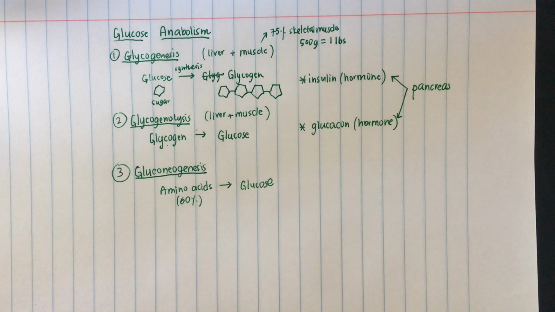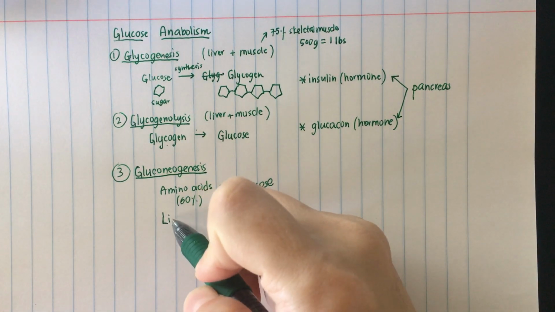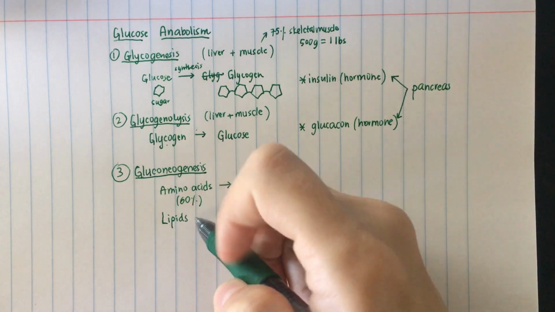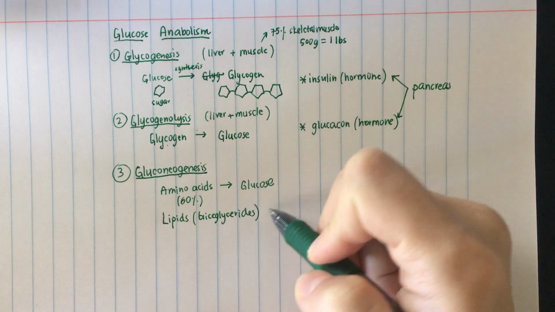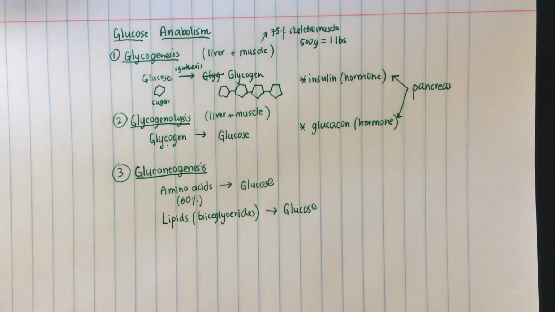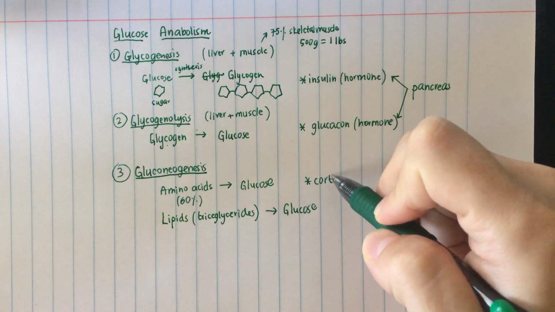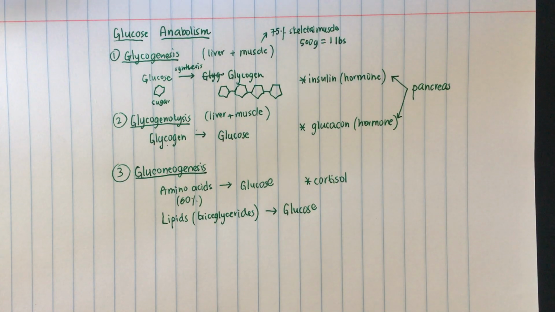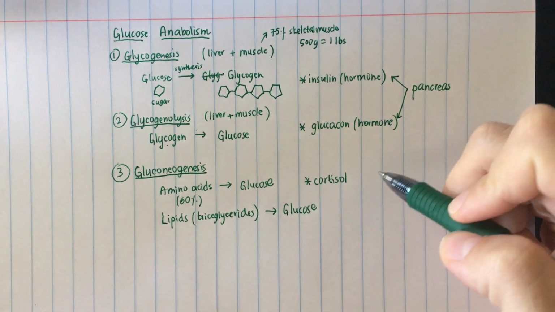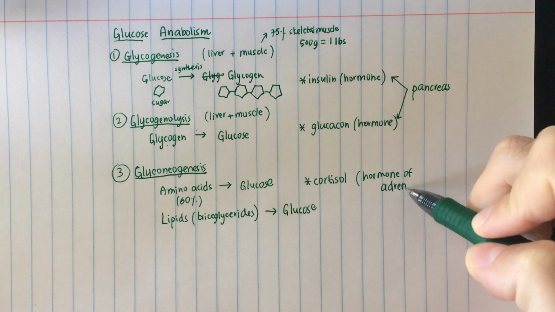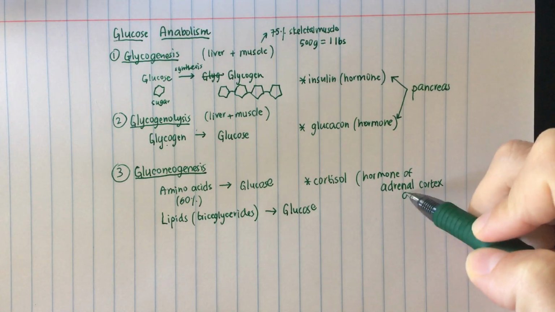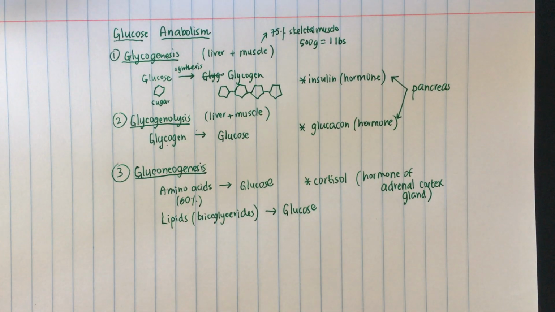And also the glycerol of the fatty acids, the lipids, the triglycerides. The glycerol of triglycerides can also be converted into glucose through a series of chemical reactions. Gluconeogenesis is stimulated by the hormone called cortisol. That's the main hormone stimulating this process. This hormone is produced in the adrenal cortex of the adrenal gland. Okay, and it can also be stimulated by the thyroid hormones.